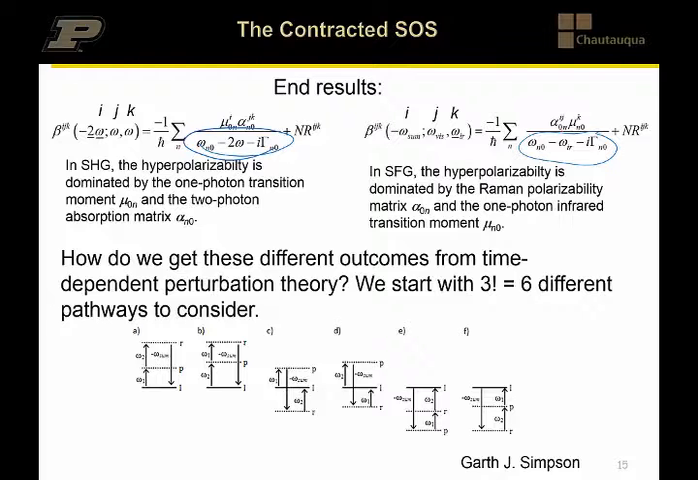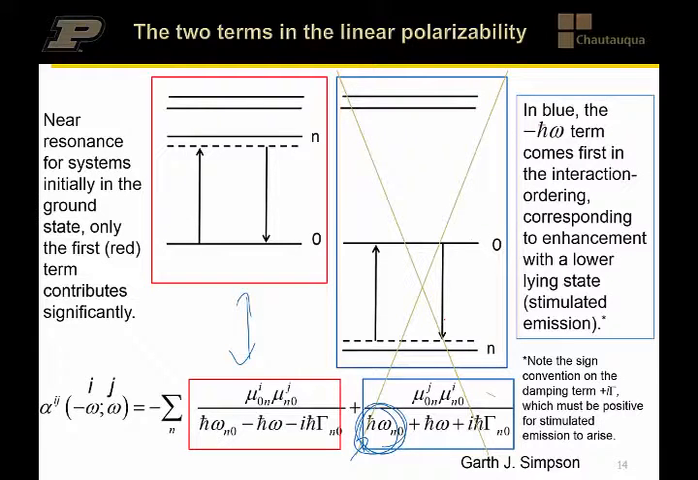Okay, so how do we get these two expressions from time-dependent perturbation theory? Well, for a 2-photon interaction for the linear polarizability, we only had 2 possible orderings, the one on the left in red and the one on the right in blue. Those are the only 2 ways to arrange the light-matter interactions to get from the ground state back to the ground state with those 2 arrows.